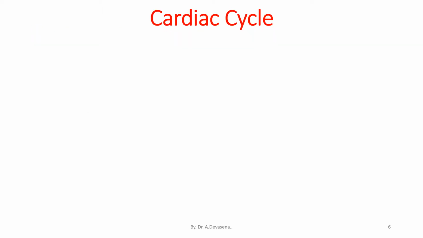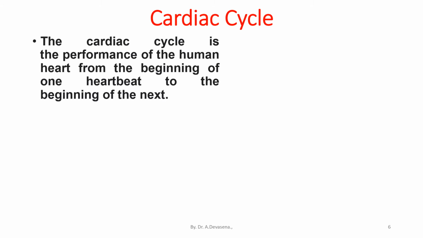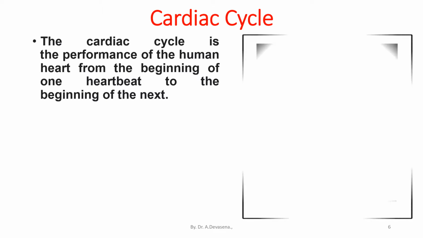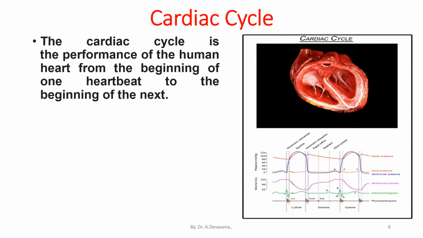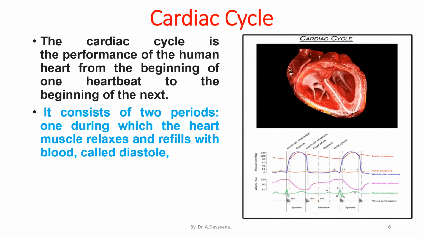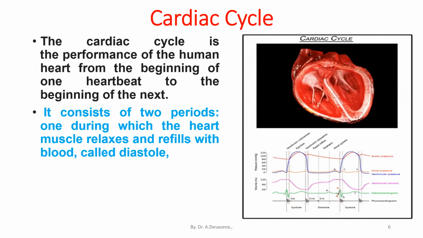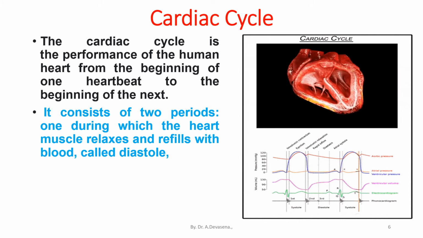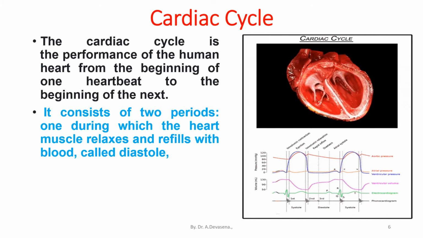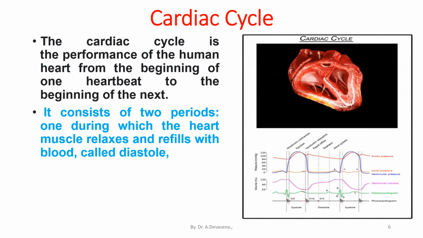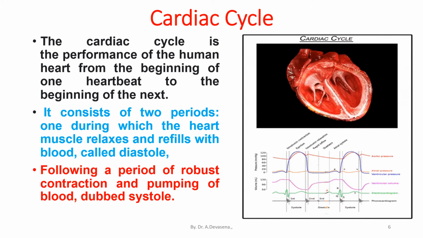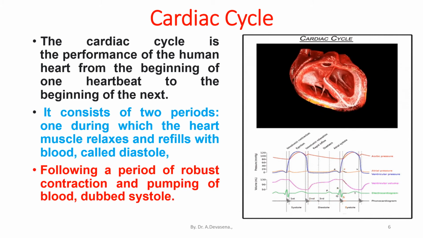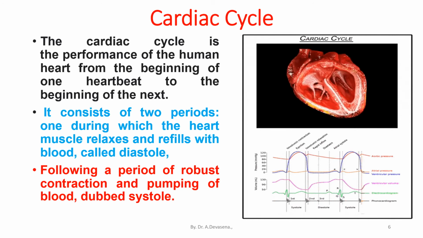Cardiac cycle. The cardiac cycle is the performance of the human heart from the beginning of one heartbeat to the beginning of the next. Here is a representation of the cardiac cycle. It consists of two periods. One during which the heart muscle relaxes and refills with blood, called diastole. The other follows a period of robust contraction and pumping of blood, dubbed systole.